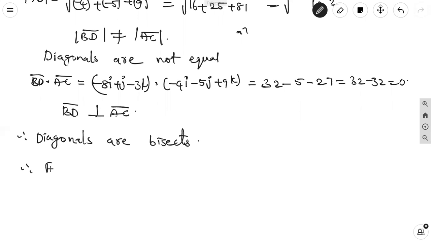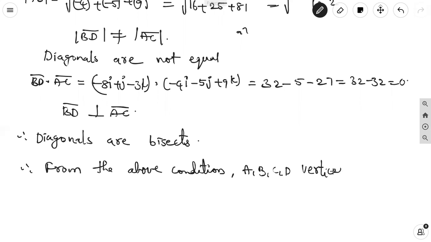Therefore from the above conditions, the vertices A, B, C, D form a rhombus. It is the solution.